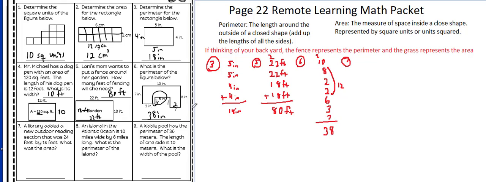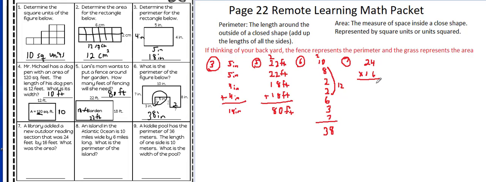All right, number 7. A library added a new outdoor reading section that was 24 feet by 16 feet. What is the area? Remember, to find area, we're going to multiply. So we're going to multiply 16 times 24. So 24, 16. Okay, remember the 6 has 2 jobs.